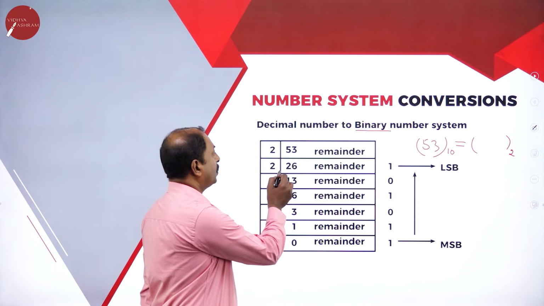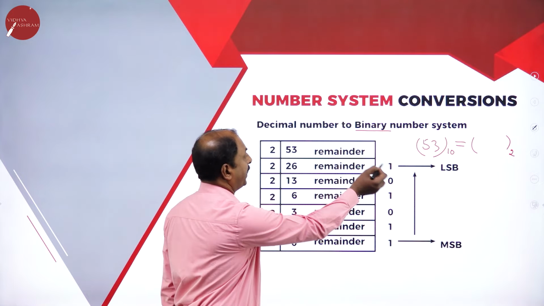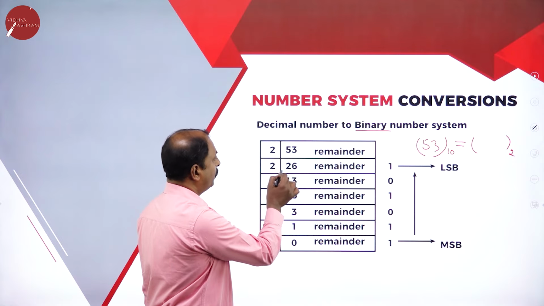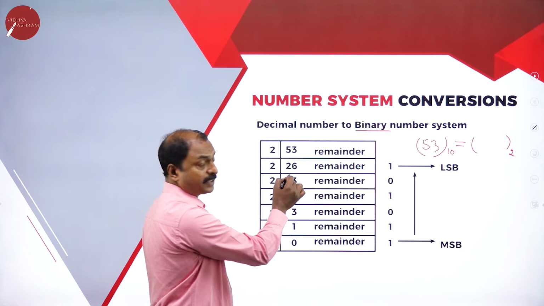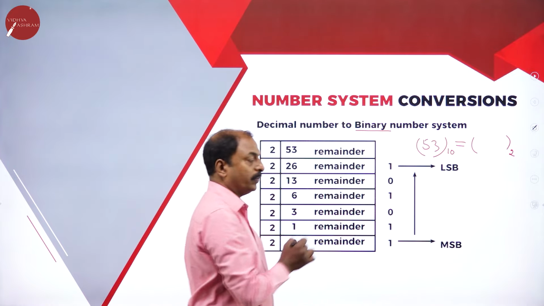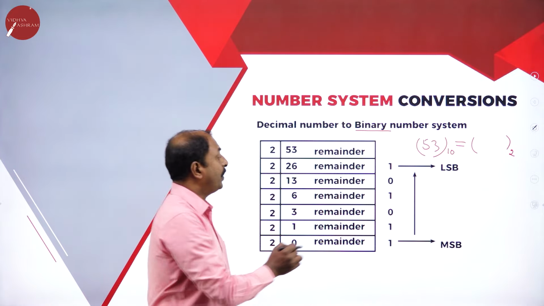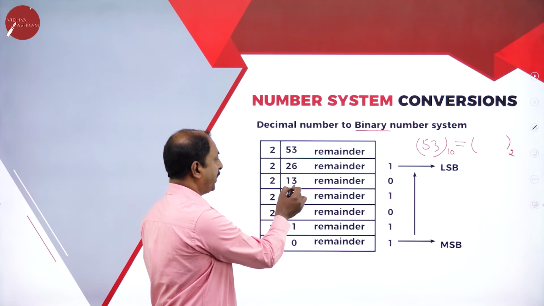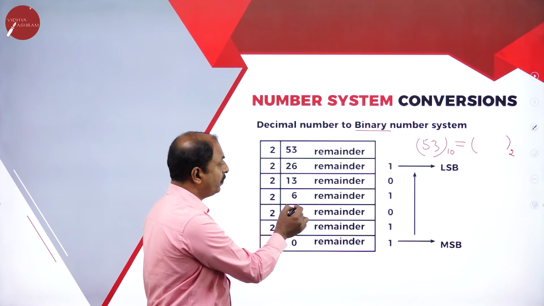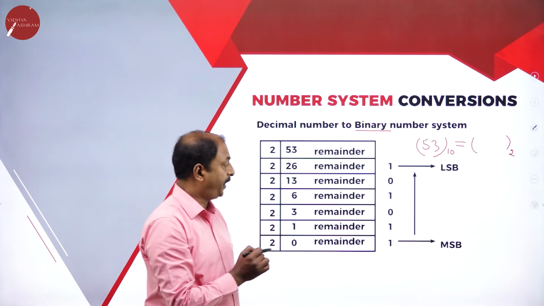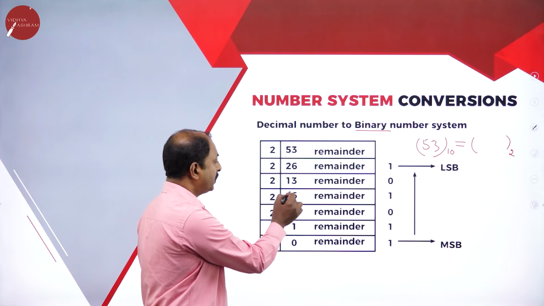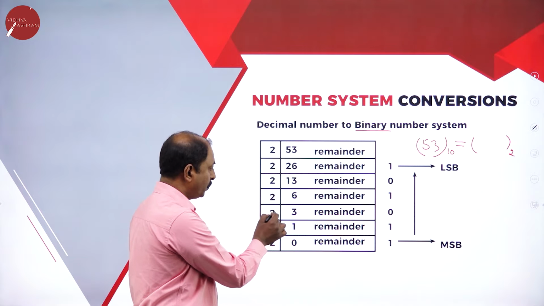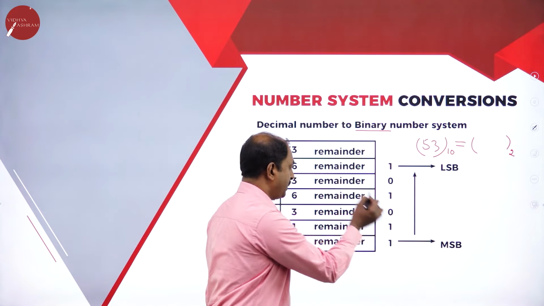Now again, we have got 26 as the quotient and this is the remainder. Again, divide this 26, the quotient, by 2. So 2 1s are 2, 2 3s are 6, and here the remainder is 0. In the second step, the remainder is 0, and we have to store the remainder. Next is 13, the quotient, divided by 2. 2 6s are 12, and we are left with the remainder 1. 6 divided by 2, 2 3s are 6, the remainder is 0. Next, 3 divided by 2, 2 1s are 2, the remainder is 1.